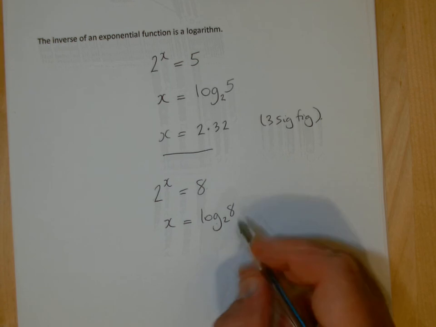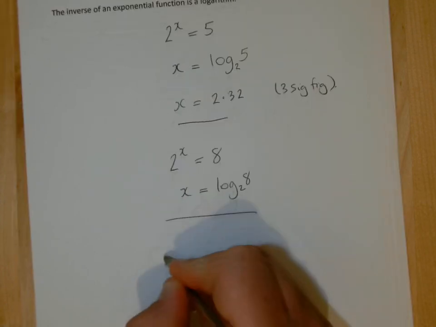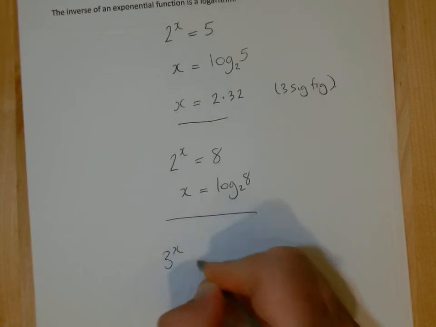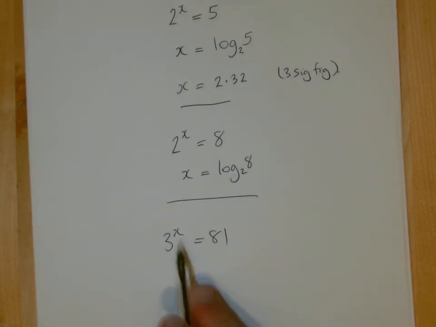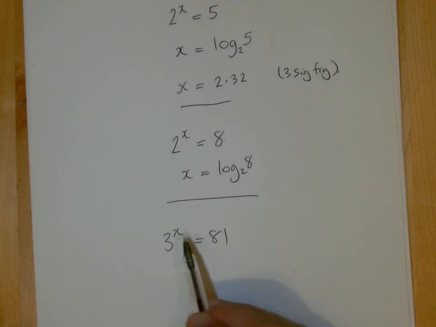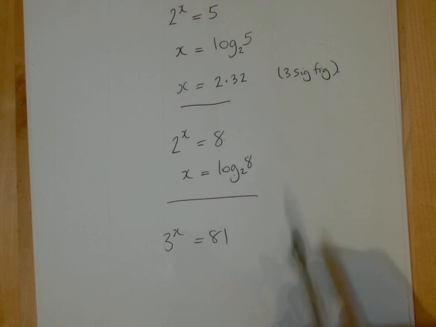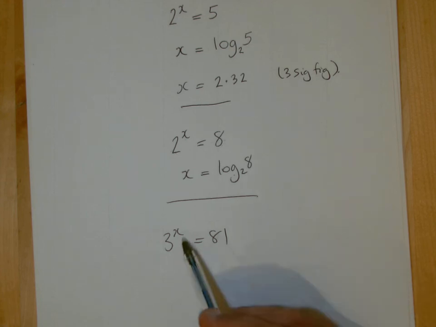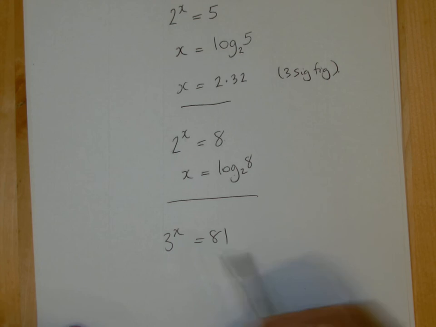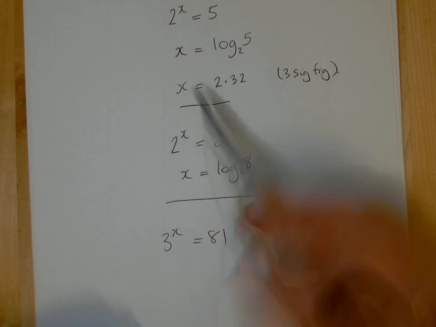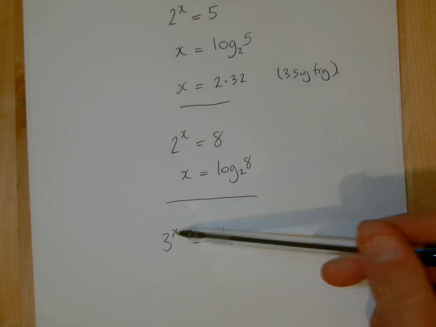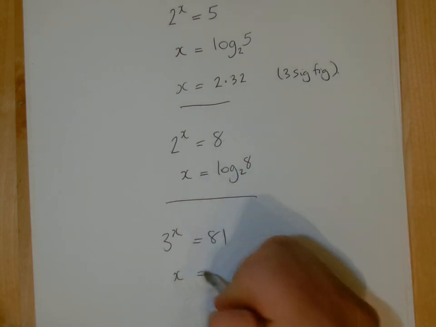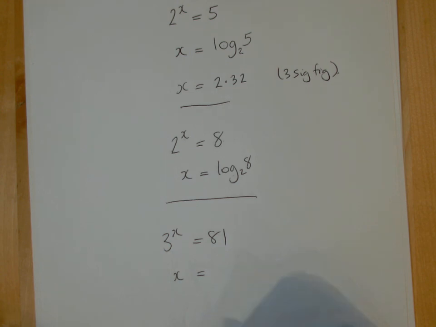Okay, let's do one more. Suppose I've got 3 to the power x equals 81. You might spot what that power x is, it's a nice number again, but because it's a power, I can work it out using the logarithm idea. Quite simply, the logarithm function is the inverse of an exponential function. So we've got an exponential function here, and I want to work out x. So I take that 3 over to the side and it creates a logarithm.